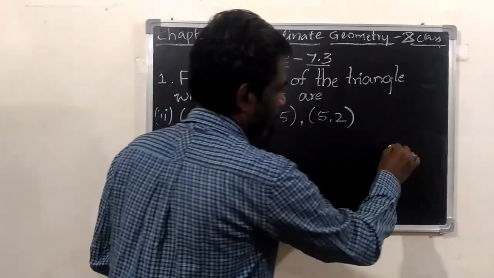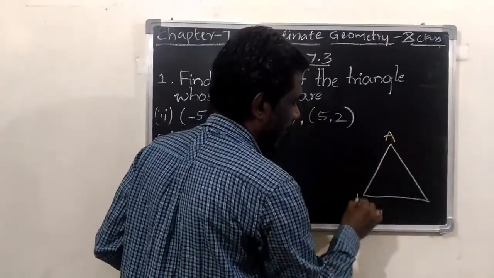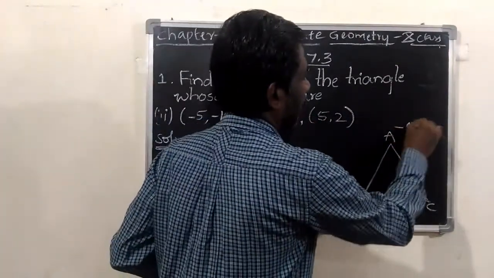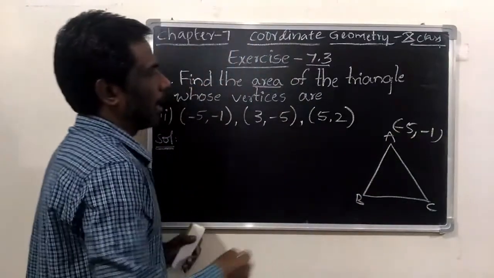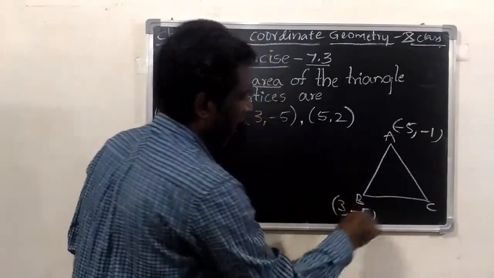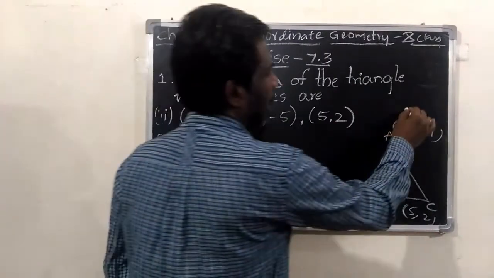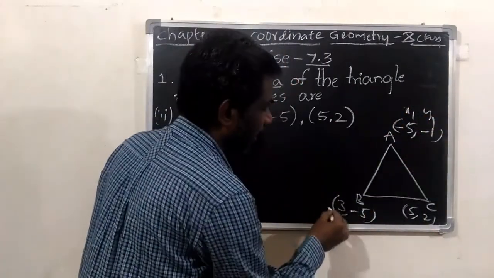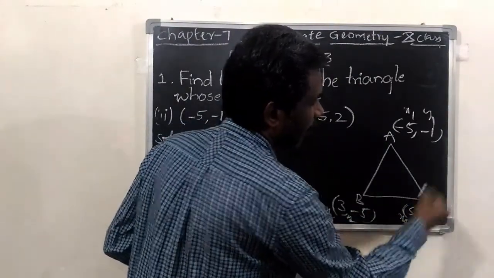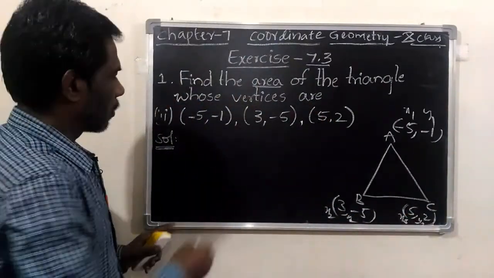Solution. First we draw the triangle and name it A, B, C. A is the first point (-5, -1), the second vertex is B (3, -5), and C is (5, 2). Let the first point be x1, y1, the second point x2, y2, and the third point x3, y3. Now write the formula.